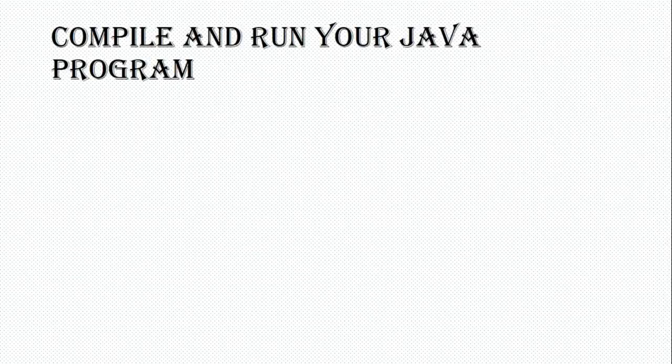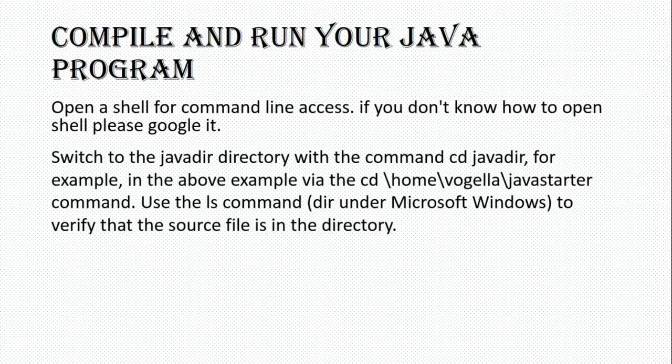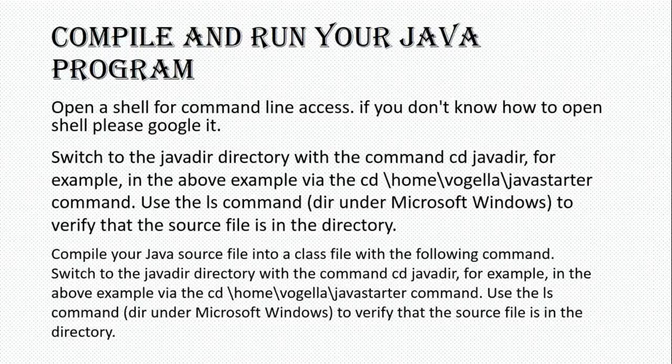Compile and run your Java program. Open a shell for command line access. If you don't know how to open a shell, please Google it. Switch to the javastarter directory with the command cd, for example, in the above example via the cd /home/vogella/javastarter command. Use the ls command, or dir under Microsoft Windows, to verify that the source file is in the directory. Compile your Java source file into a class file with the following command.